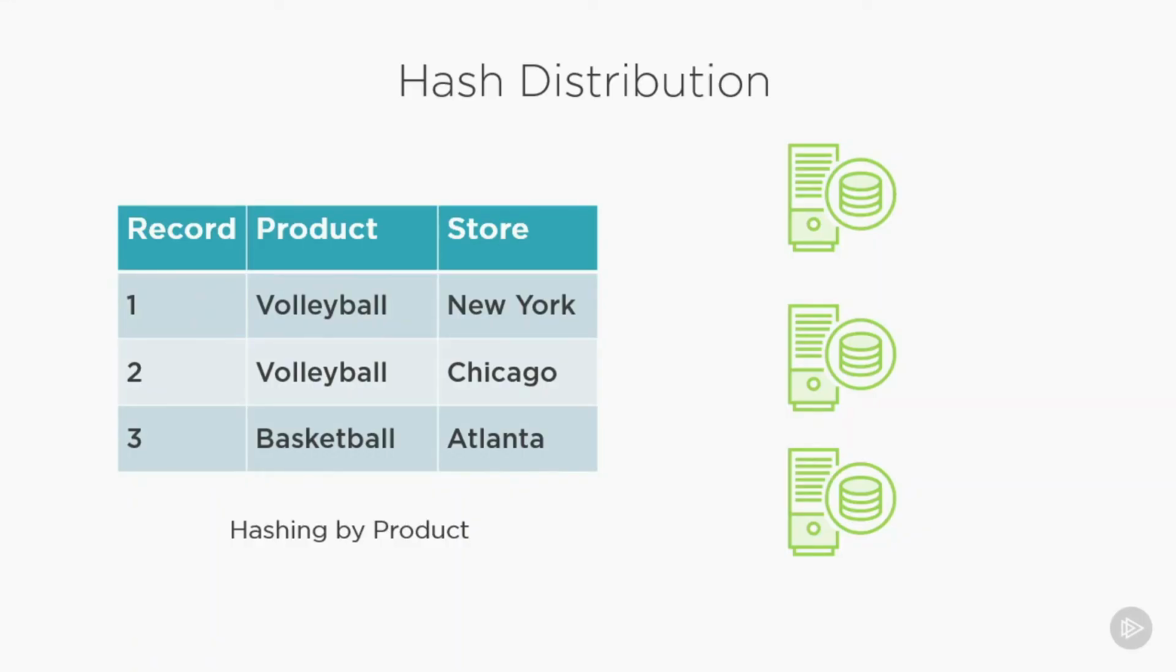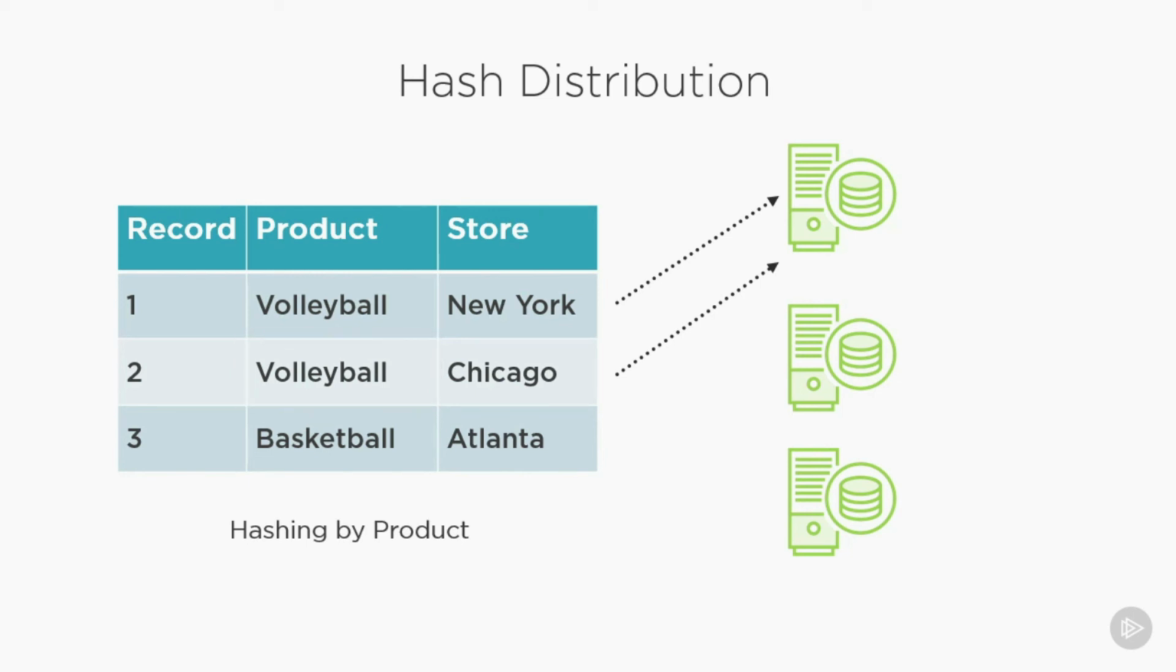For example, let's look at a hash distribution. Let's say we're distributing by the product column. So first row arrives at Azure SQL Data Warehouse, the system will hash the value of volleyball and put it in node 1. Second row will arrive at Azure SQL Data Warehouse with the same value of volleyball for the product column. It will get hashed to the same value and also arrive at node 1.